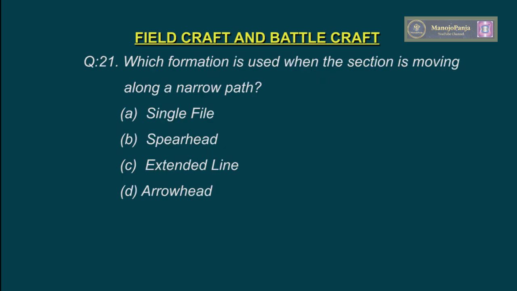Question 21. Which formation is used when the section is moving along a narrow path? A. Single file. B. Spearhead. C. Extended line. D. Arrowhead. Right answer A. Single file.